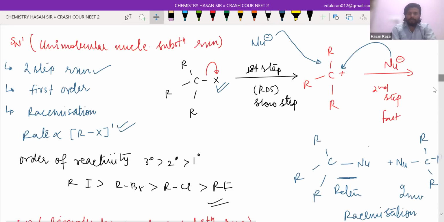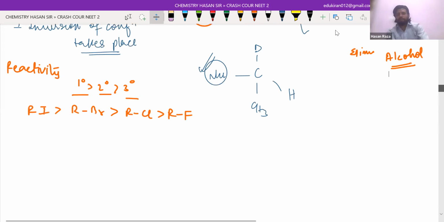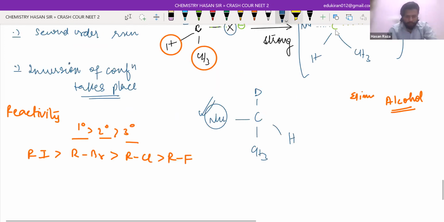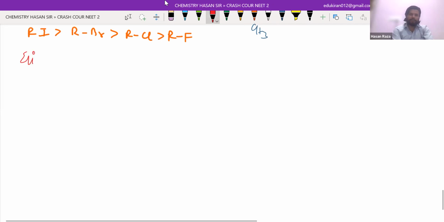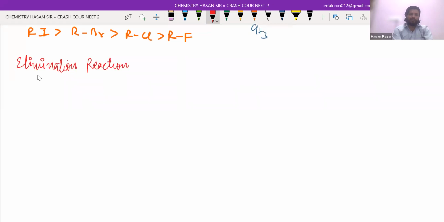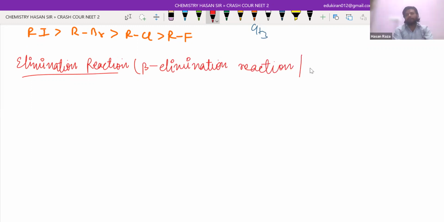In the previous class, we discussed SN1 and SN2, right? Today we are going to start elimination reaction. What is elimination reaction? This reaction is also known as beta elimination reaction, or we can also call it dehydrohalogenation.